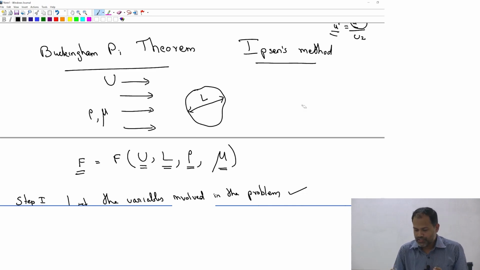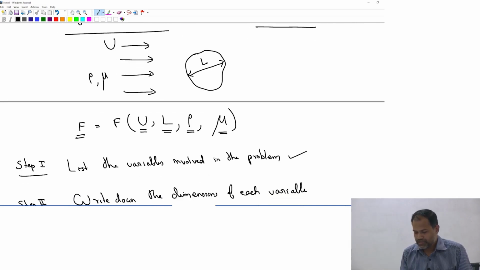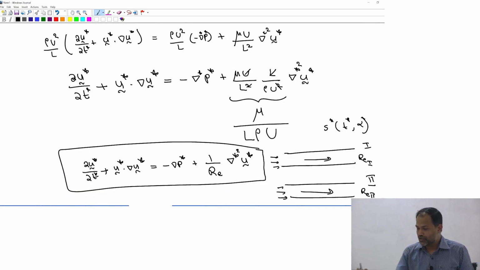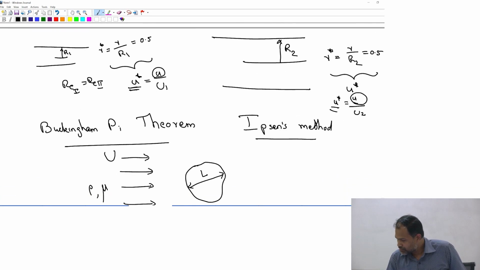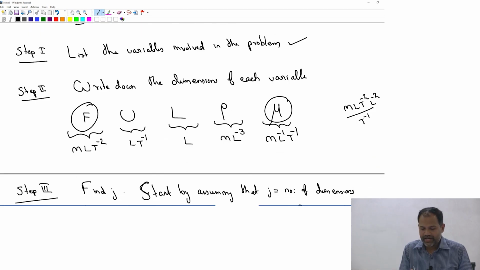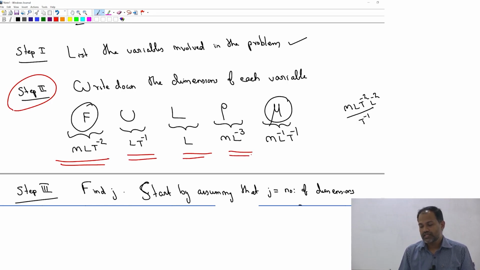Okay, so I'll continue. We have now written down not really an expression, just a functional form where we have said that f is dependent on the other 4 variables in the problem, which we have identified as velocity, length, density and viscosity. So we have got 5 variables and we know the dimensions of each of them. That was step number 2, simply writing down what it is in terms of mass, length and time. That's a simple thing to do, right?